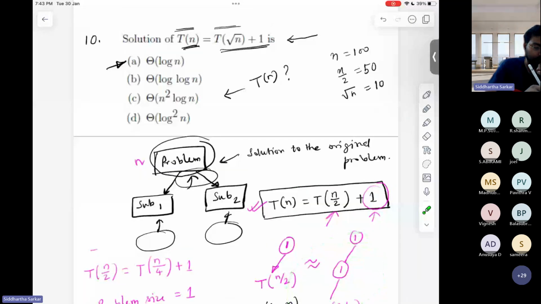Now look at the answers. Log n is ruled out. N squared log n, that is so much bigger than log n. So this is also ruled out. Log squared n, that is also ruled out, right? So n squared is more than n, so log squared n is also more than log n. So all these things we have ruled out immediately, even without knowing how to solve this recurrence. So we'll just go ahead with this solution. We'll say, wow, we have got a solution without solving it.